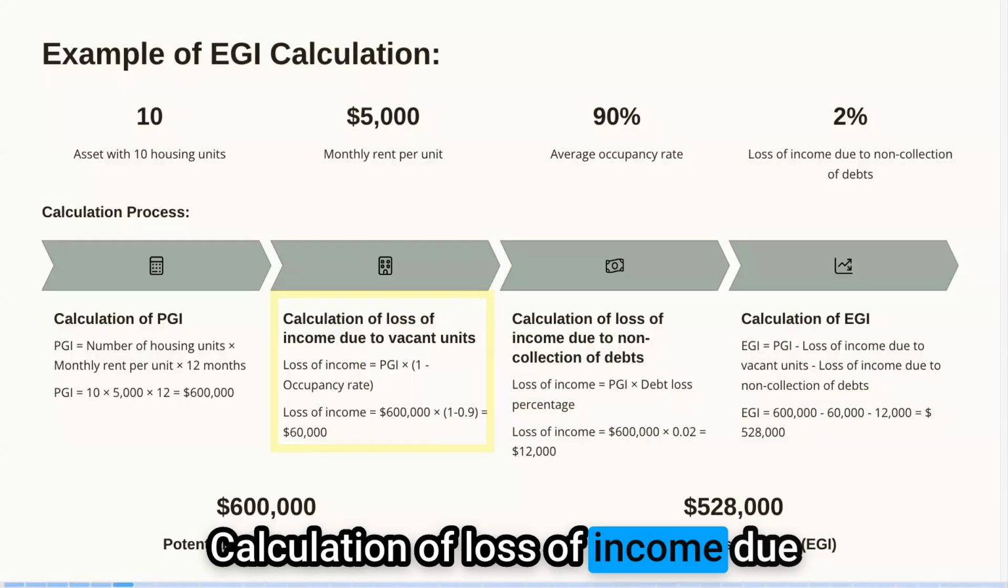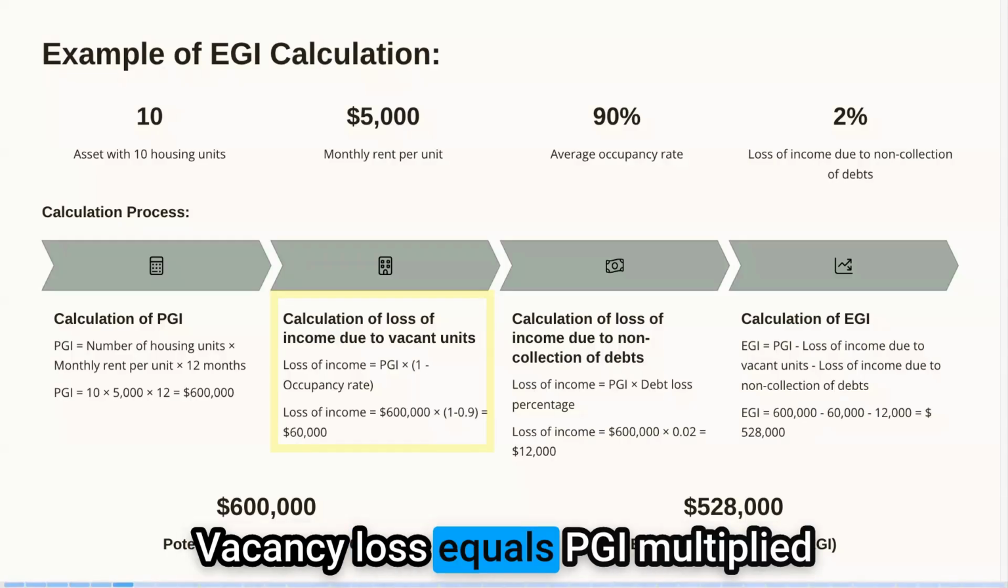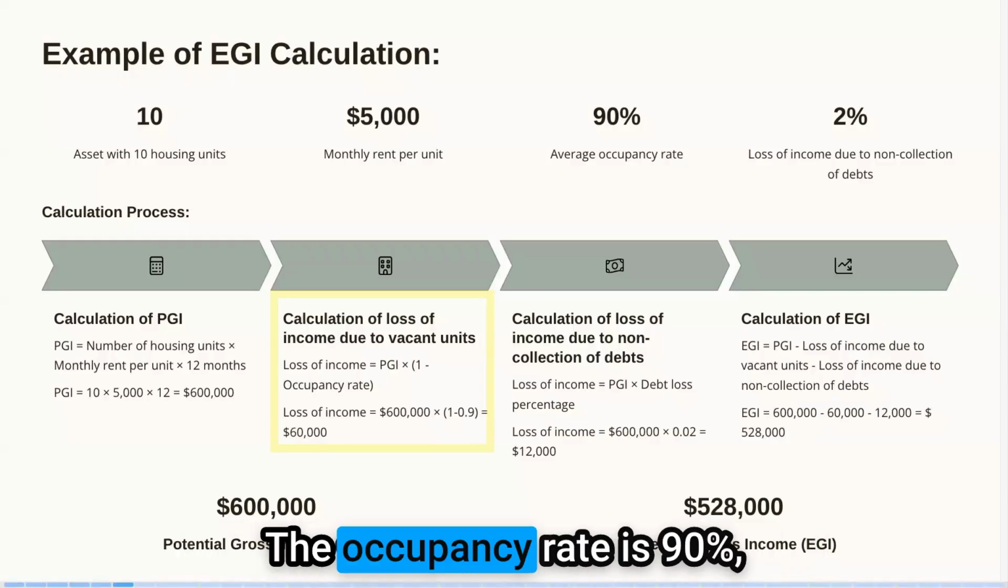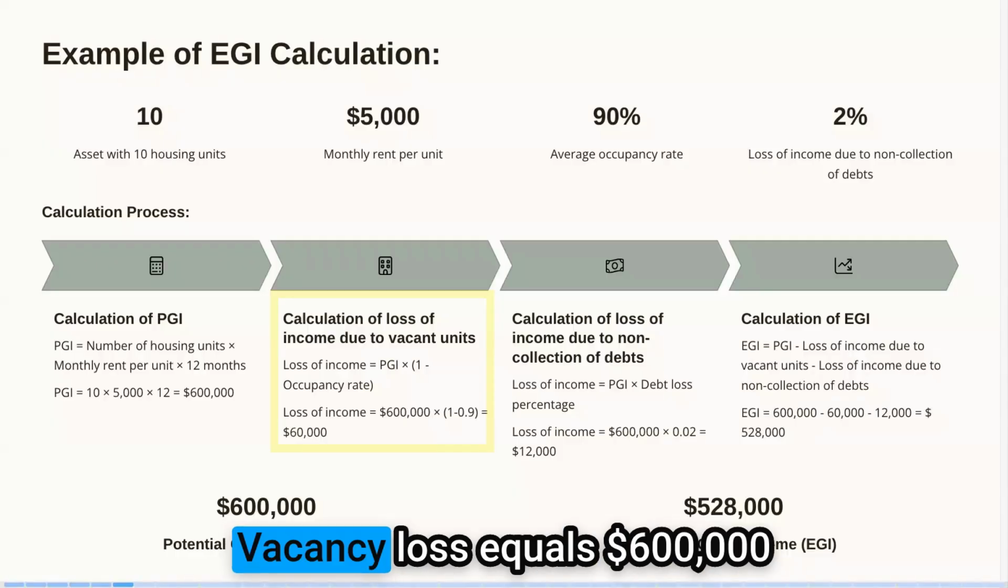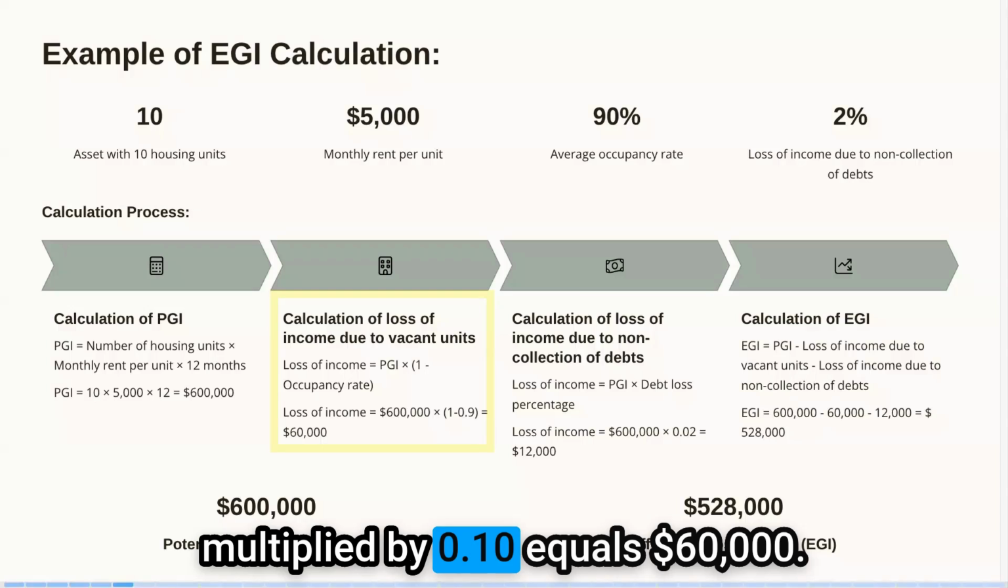Calculation of loss of income due to vacant units, vacancy loss. Vacancy loss equals PGI multiplied by 1 minus occupancy rate. The occupancy rate is 90%, so the vacancy rate is 10%. Vacancy loss equals $600,000 multiplied by 0.10 equals $60,000.